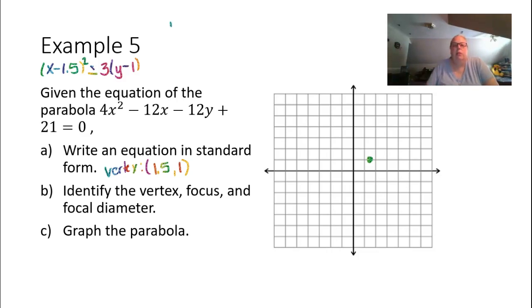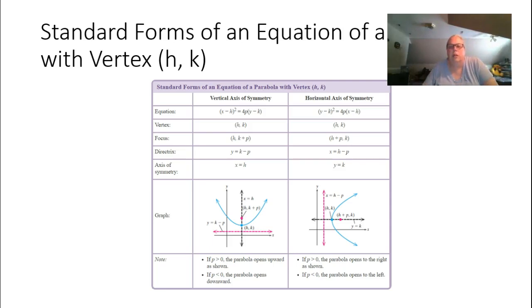The focus, well, let's see, 4p is going to be equal to that coefficient out in front of y. In this case, that's a 3. That means our p is going to be equal to 3/4. Okay, so our focus is going to be keep the x coordinate of your vertex and then add p to the y coordinate. So keep x and then add p to y.